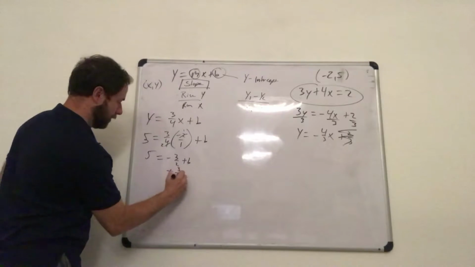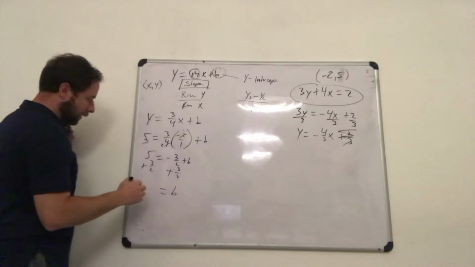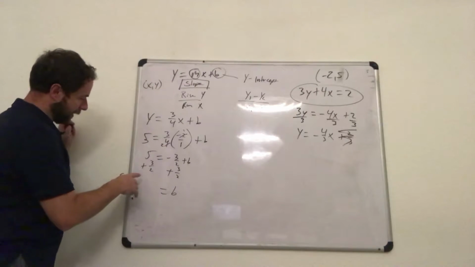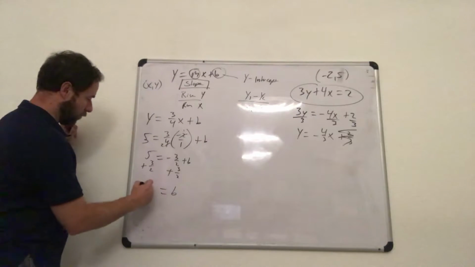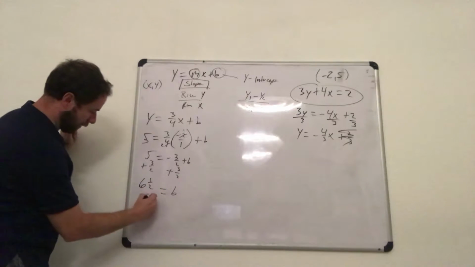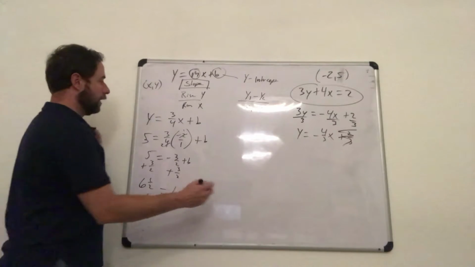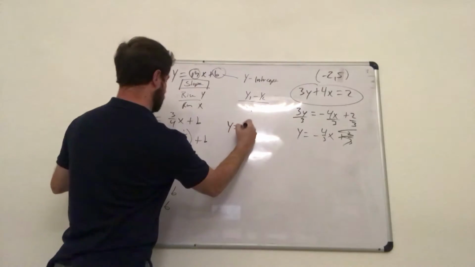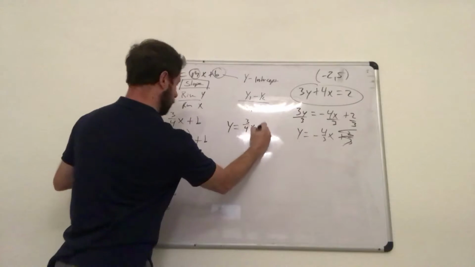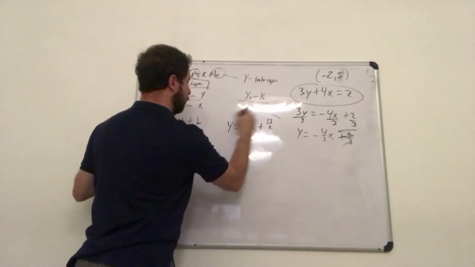So we're going to add 3/2 to both sides. So b equals, this is going to be 5, 6 and 1/2. So b is 6 and 1/2, or 13/2 when you leave it as an improper fraction. So our line, the equation of the line, is going to be y equals 3/4 x plus 13 over 2.